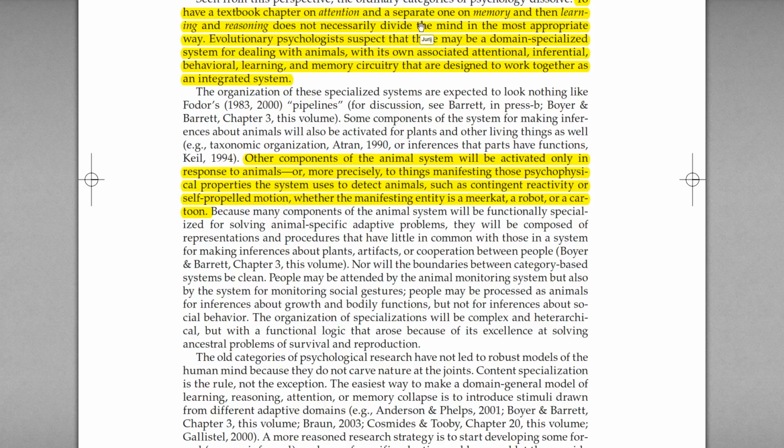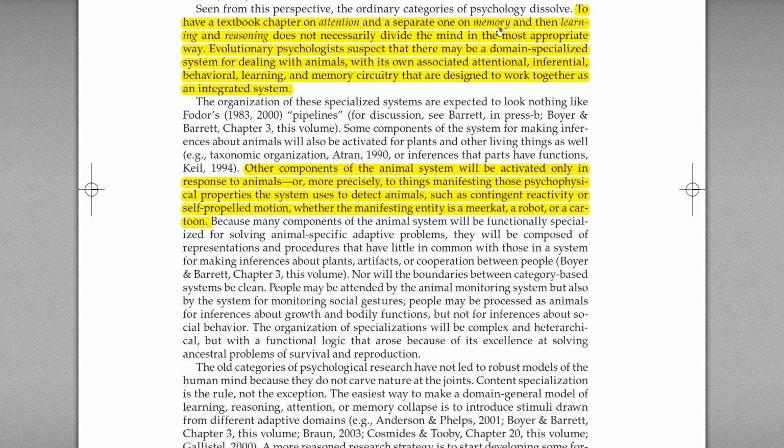This is very interesting because they're saying, let me just read about it. They're saying that we should not have chapters on attention, memory, learning, reasoning, and stuff like that. Because again, where do we have memory? You have memory in different ways of living, right? You have memory with family members, you have memory with friends, you have memory for food, you have memory for predators, you have memory for prey, you have memory for how you go to sleep. You have memory for different kinds of stuff, right?